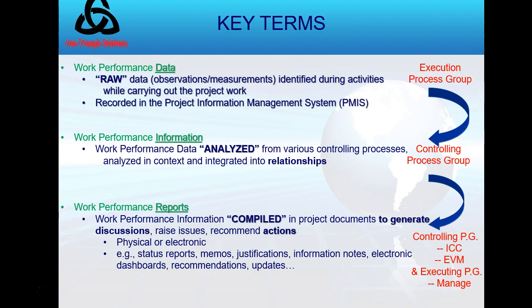And finally, I will have work performance reports. Now, this is that information that's been analyzed, and it's now been put into short reports, compiled reports, an executive summary, a one-page summary. In the Air Force, we used to call it a knee board for the general when they would travel, like pilots use when they fly. So, and that will generate decisions or actions. The reports you will find in the controlling process groups, that's what I mean by PG, or executing process groups.